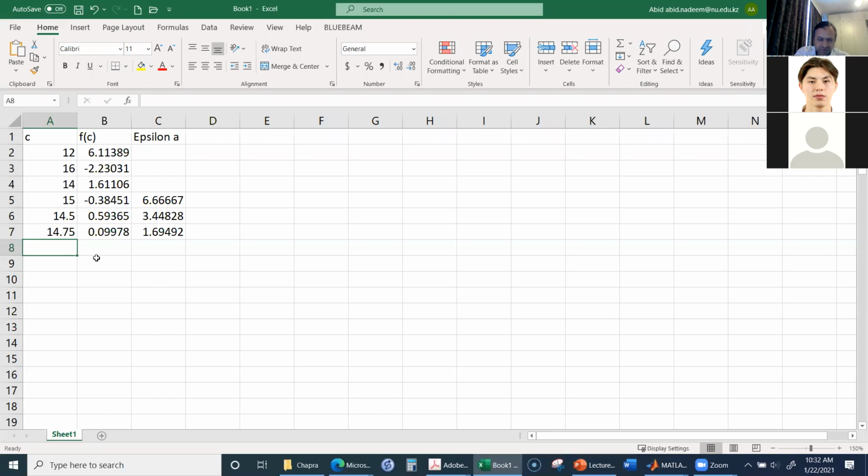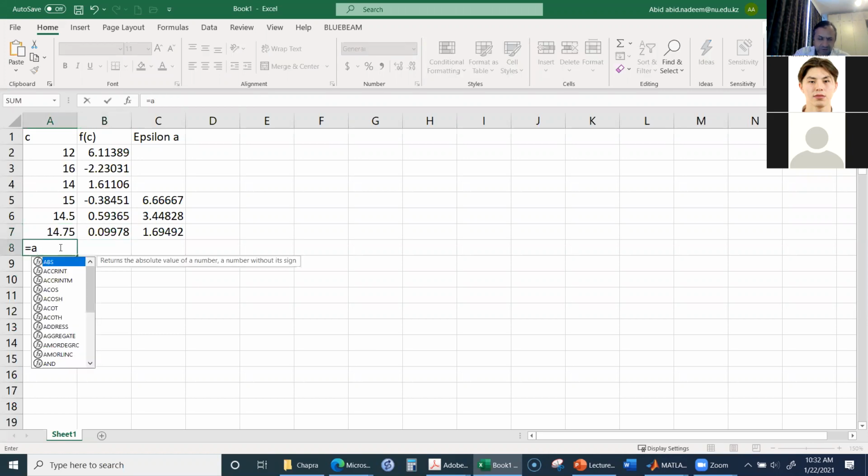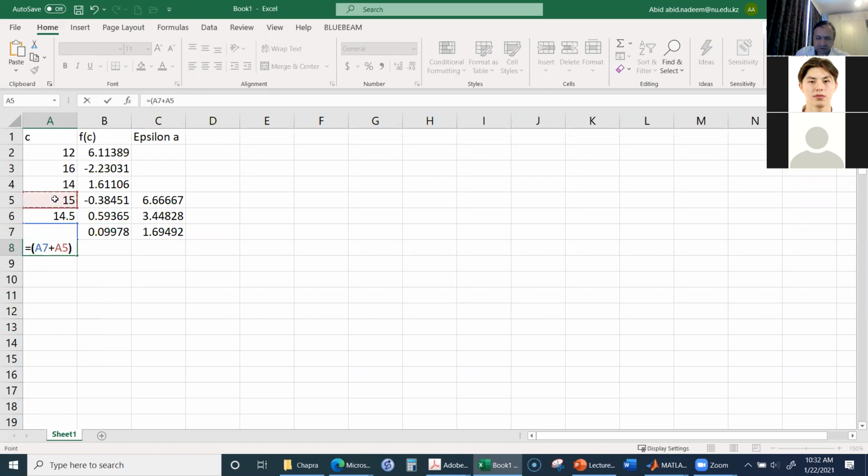Now, if I want to further reduce it, the next bisection will be between 14.75 and, can you tell me which point we should take for the next bisection? 14.75 and 15. Yeah, because at 14.75 it is plus, at 15 it is minus. So the next bisection will be 14.75 plus 15 divided by 2, or the average of these two values.